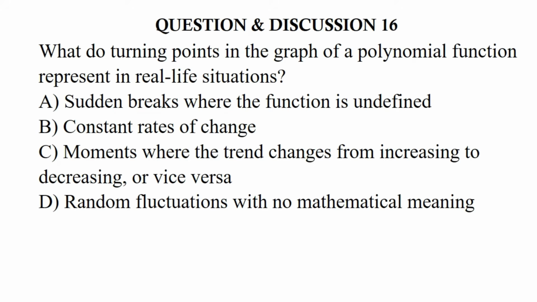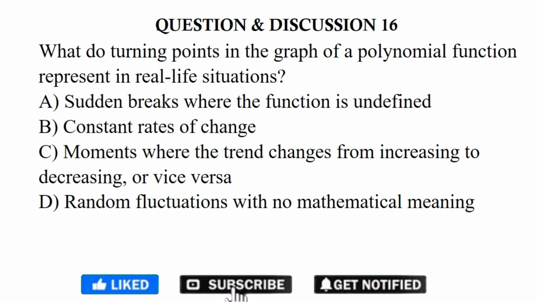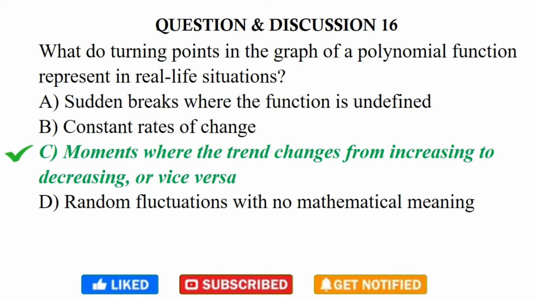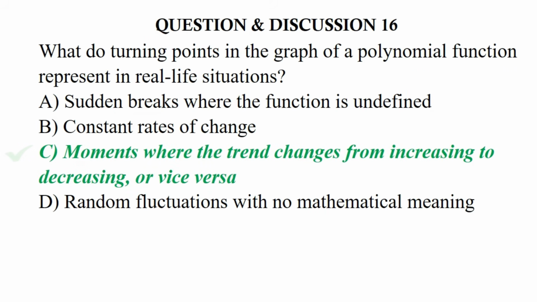Turning points in the graph of a polynomial function occur where the curve changes direction, either from rising to falling or from falling to rising. In real life, these points often represent situations where a process or trend reaches a peak or a low before reversing. For example, in business, a turning point might show the maximum profit before it begins to decrease, or in physics, the highest point reached by a ball before it starts descending. They do not mean breaks or undefined values, nor do they show constant rates or random changes. Instead, they highlight meaningful changes in direction within a continuous trend.